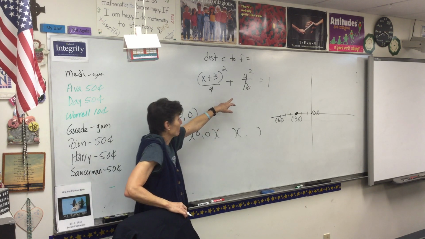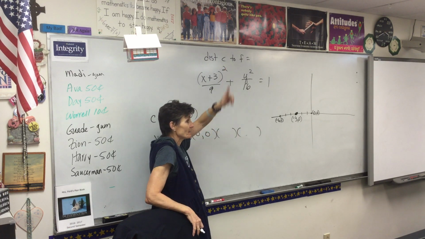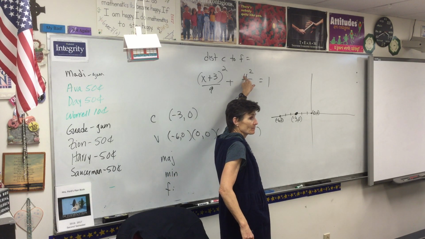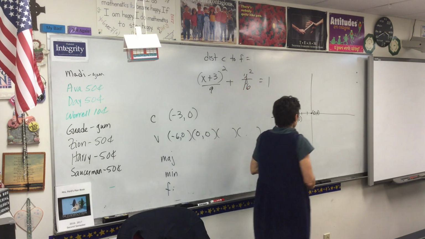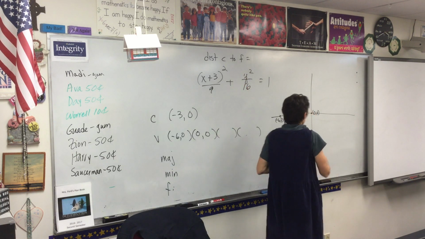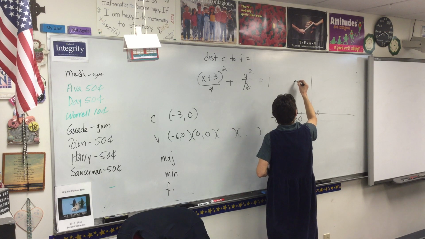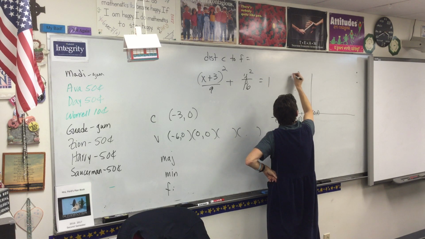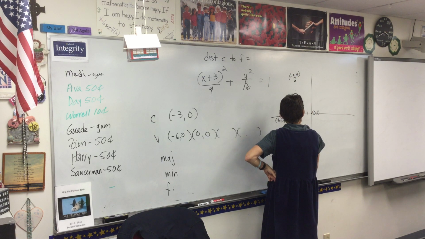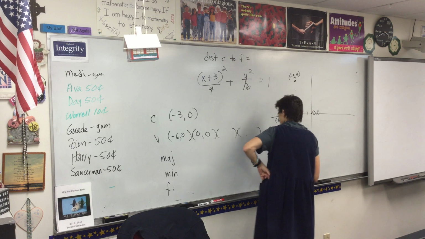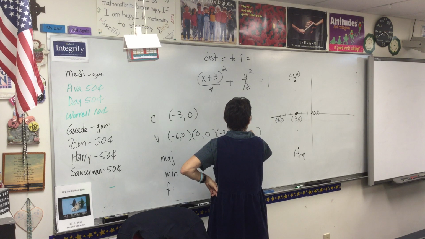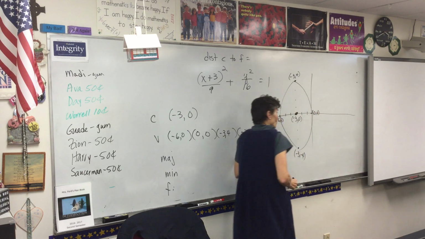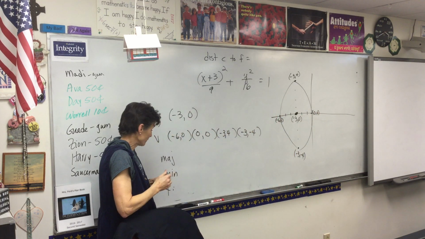Now, what does that 16 tell me right here? This 16, what does that tell me? Up and down, 4. Kids, you know that's the up and down number because it's under the Y. The Y is the up and down. So we're going to go up and down 4 from the center. 1, 2, 3, 4. Where will I be if I go straight up 4? Negative 3, 4. And then 1, 2, 3, 4. Negative 3, negative 4. So those are my other 2 vertices. Connect those. Remember, nobody's grading your graph. You don't even have to do one if you don't want to.